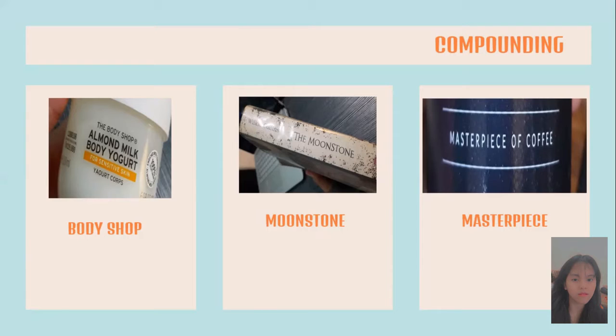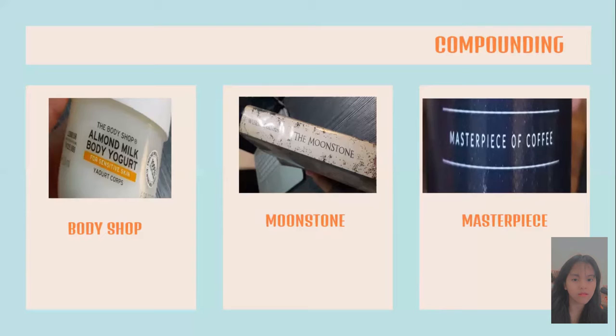The other example is moonstone. Moonstone means that the stone is linked with the energy of the moon. It comes from two words, moon and stone. And this word is also endocentric.